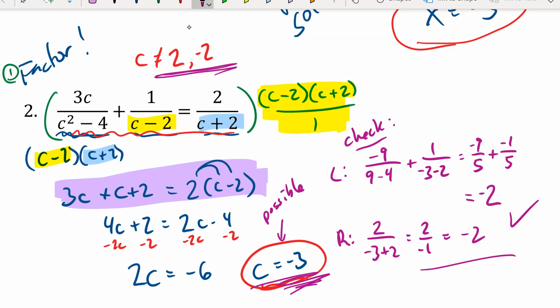So I want to think of this as a possible solution until I check it in those two ways. I want to see whether it's among the restricted values. If it's not, we can also check by actually plugging it back into the original equation and making sure that the two sides of the equation agree. Once we do that, we can say, this is an actual solution. I can get rid of that provisional idea of it being a possible solution, and we're good to go. We found our solution to the equation.